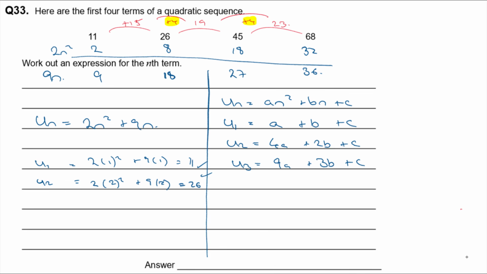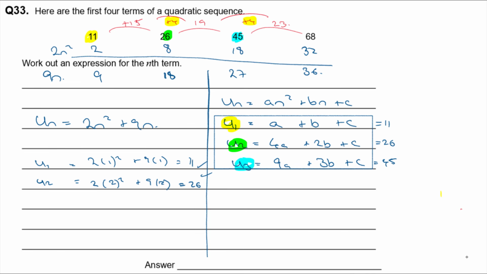Okay, so we've got 3 equations here in 3 unknowns. And we're going to just solve them simultaneously then. Because we know u1, the first term, is 11, and we know u2, the second term, is 26, and we know that u3, the third term, is 45. So we can form 3 equations in 3 unknowns here. We can say that u1 is 11, u2 is equal to 26, and u3 is equal to 45. Okay, and then you can solve these by taking various combinations of equations away from each other.